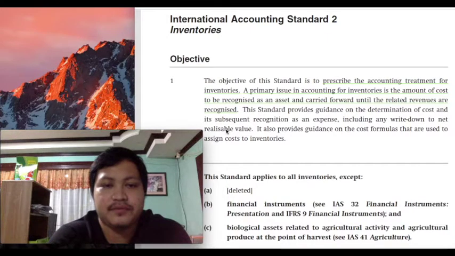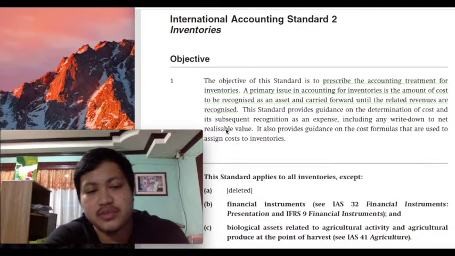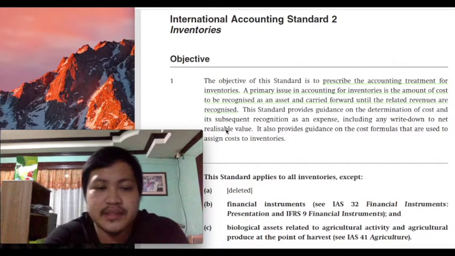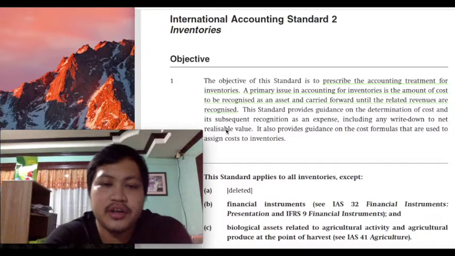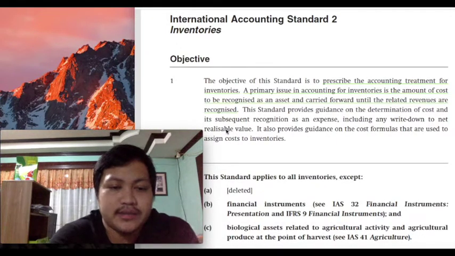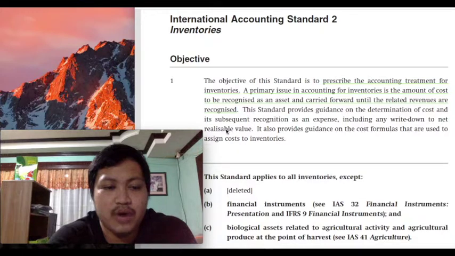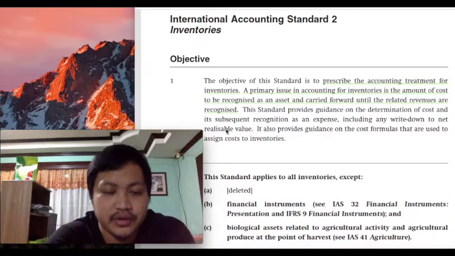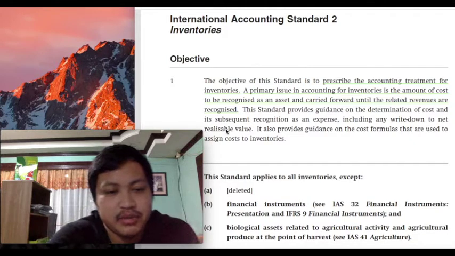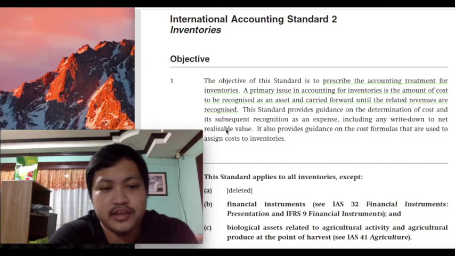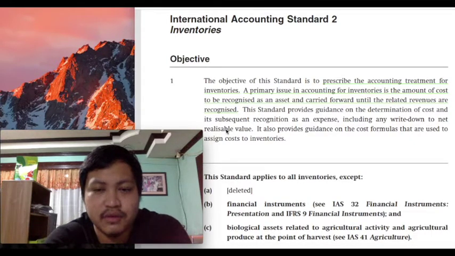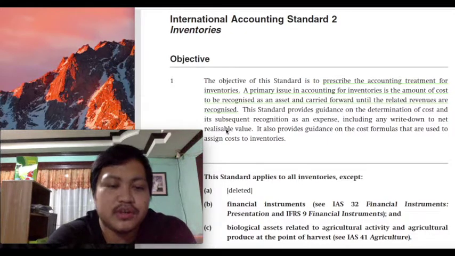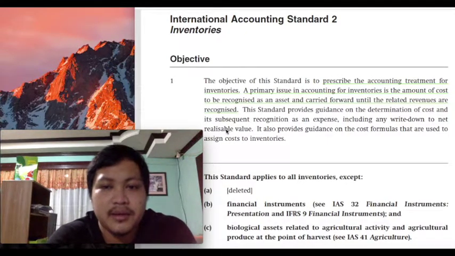So first off, the objective of PAS 2, class, as we have mentioned earlier, is to prescribe the accounting treatment for inventories. When I said earlier that we will be dealing with how inventories are to be presented in the financial statements, it includes the accounting issue on how the cost of inventory should be reported. Should it be reported in the statement of financial position only? Can it also be reported in your statement of comprehensive income? Those questions are going to be addressed by PAS 2.